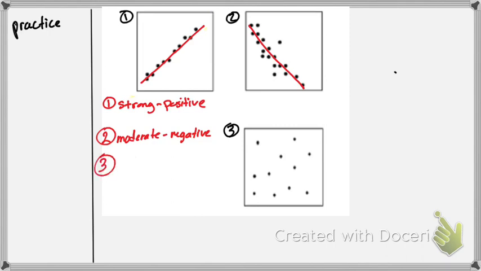Okay, and then number 3. If we drew a line this way, they have the same amount of points closely on each side. Same thing if we went this way or this way. So here we can just say that it has a weak, no association.